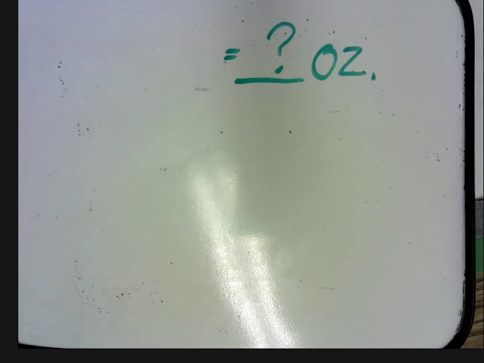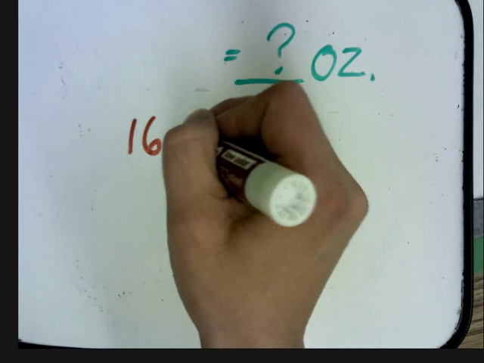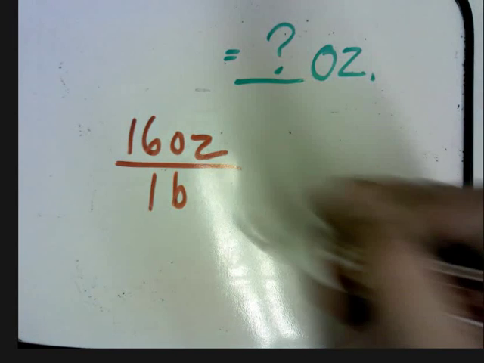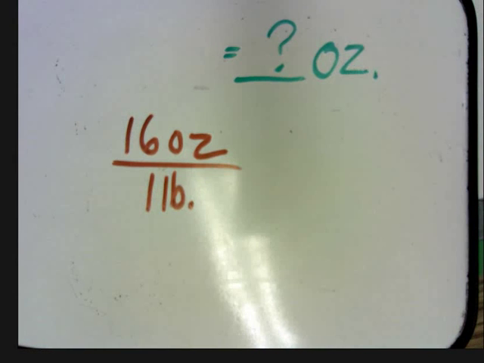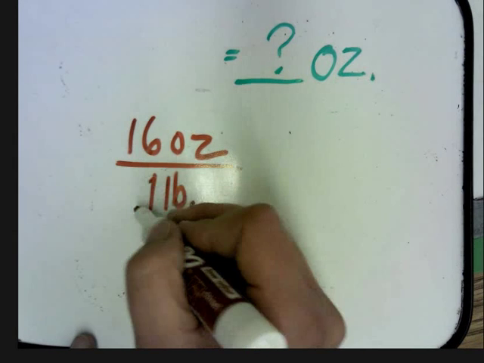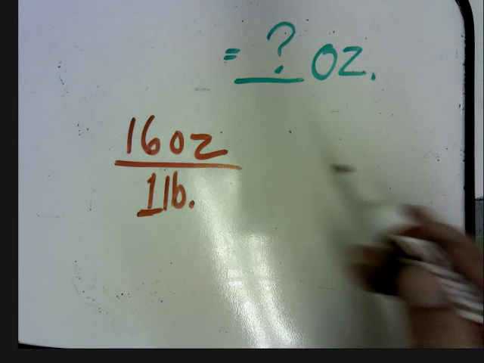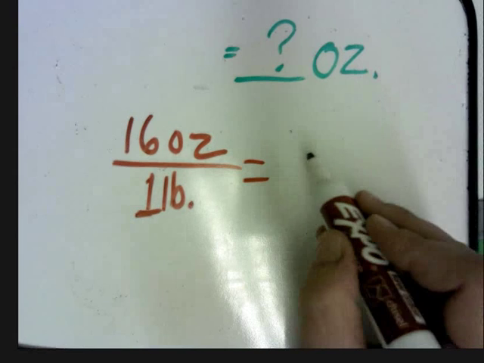I know that there are 16 ounces in 1 pound. That's my conversion factor. I can find that on page 111. I'm going to set up my equal sign because I'm going to solve all of these problems using equivalent fraction form, the way that we have been doing in class. It's pretty consistent through this module that this is a great way to solve these problems.